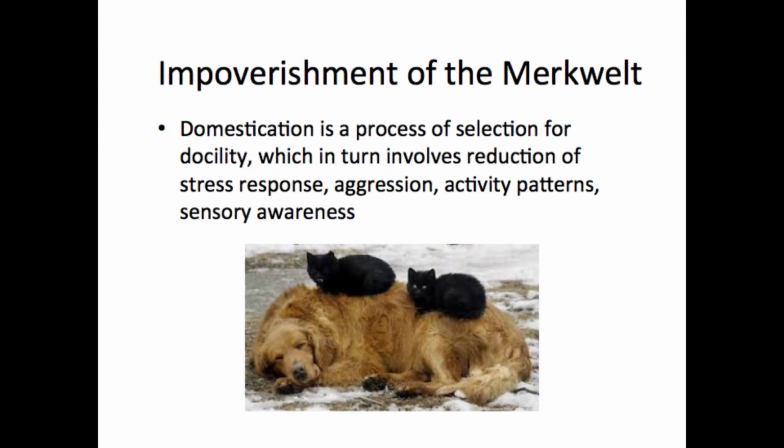But we all know one characteristic of domestic animals is their docility, and they don't tend to panic, and they're not very aggressive. We call that impoverishment of the Merkwelt. And so likely some of us believe that this is actually based in some chemistry. Likely what we have done is selected for animals with decreased thyroid function.